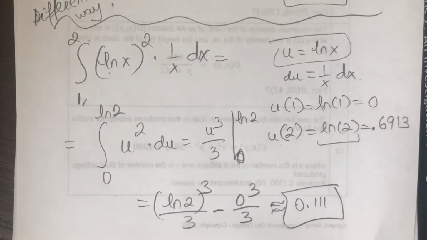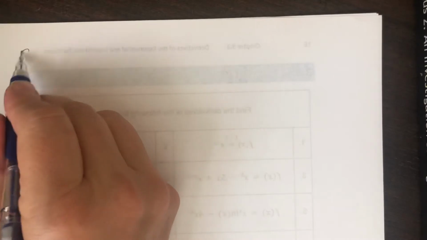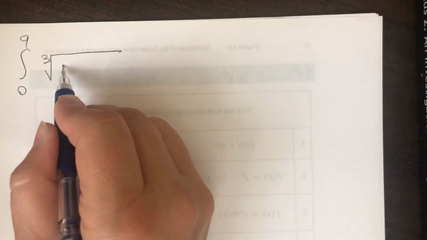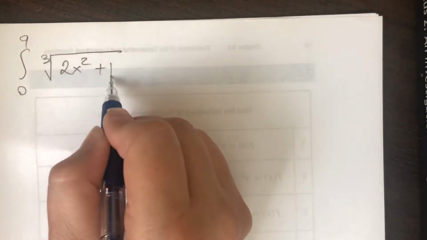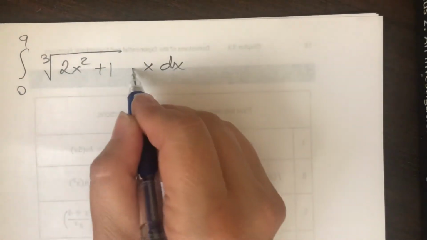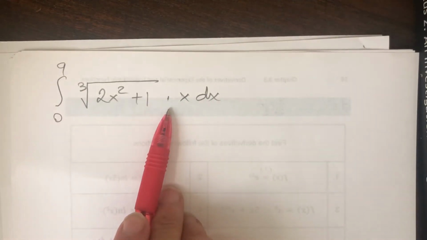That's it. So, we'll try 2 more. And these are going to be definite integrals. So here is one. I want you to find the integral from 0 to 9 of the cube root of 2x squared plus 1, times x dx. Okay, so it looks like a product, yes.